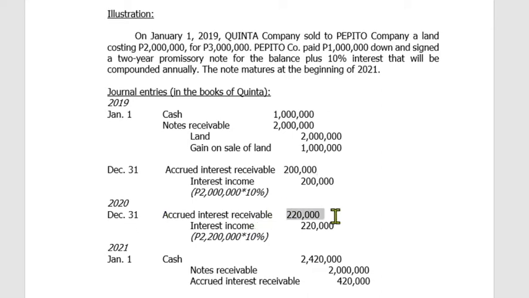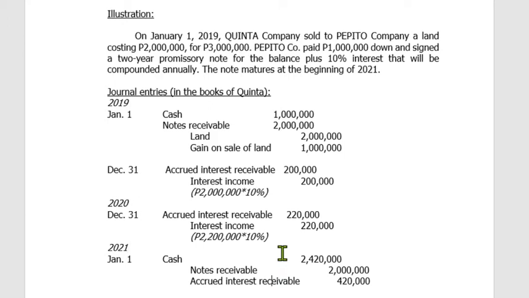Bakit 220,000 ang amount dito? Because ang sabi plus 10% interest that will be compounded annually. So ibig sabihin ng compound kapag compounded ang mode ng payment mo, yung interest na na-earn ay mag-earn pa rin ng interest. So principal plus interest will earn additional interest. Kaya before 2 million ang principal balance plus yung na-earn na interest na 200,000 is 2,200,000 times 10%.